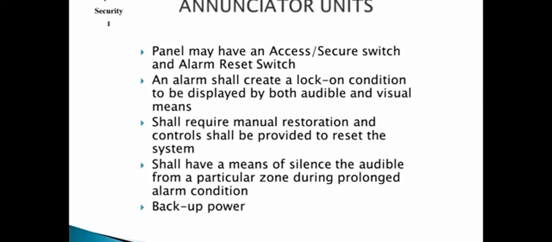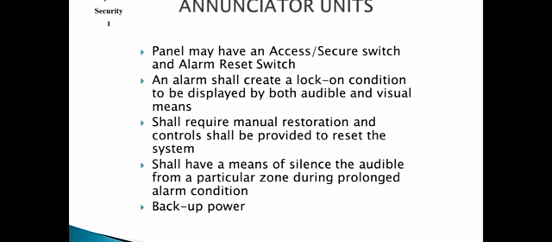Okay? An alarm shall create a lock-on condition to be displayed by both audible and visual means. Used to be all you had was a bell sounding, you silenced the bell, and it really didn't do any good. Nowadays, we have very sophisticated control centers that will tell you where the alarm is, bring up a visual display, and hopefully you have an integrated security system where you can also slave a camera to that area and watch that zone. If you don't, you need to advocate for it really hard.